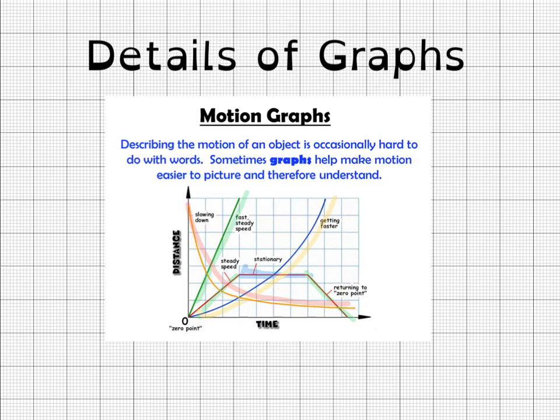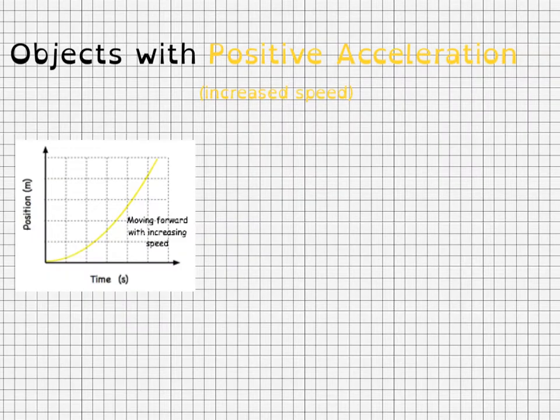All right, so let's get to it. Okay, so we have already talked about increasing velocity going forward. We have already talked about objects at rest. We've talked about decreasing velocity going forward. We've talked about all the things going backwards. So let's go ahead and talk about acceleration now.